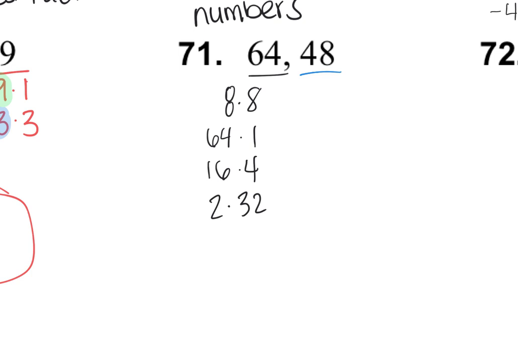Okay, so 48. Obviously, let's start with 48 and 1. Then it's also an even number, so it's always divisible by 2. It's 24 and 2. It's divisible by 3. If you took 16 and multiplied it by 3, you would get 48. It's divisible by 4. 4 times 12, or 12 times 4, gives me 48.